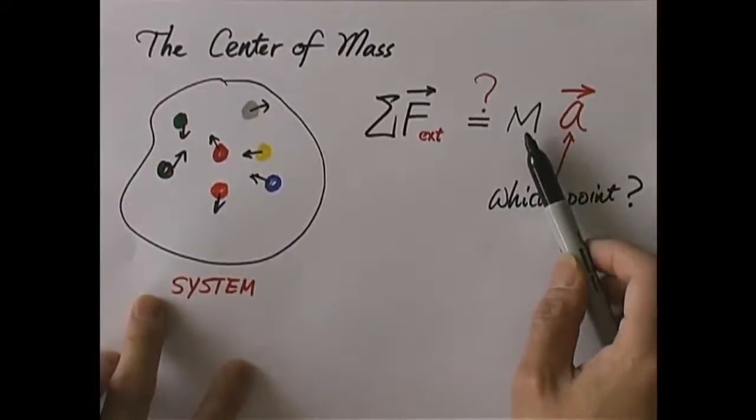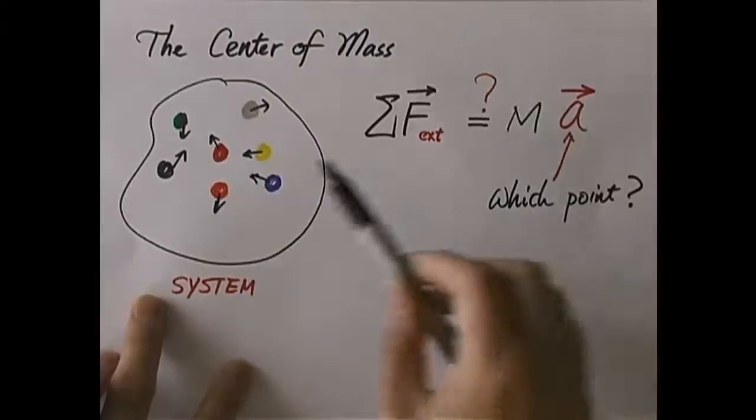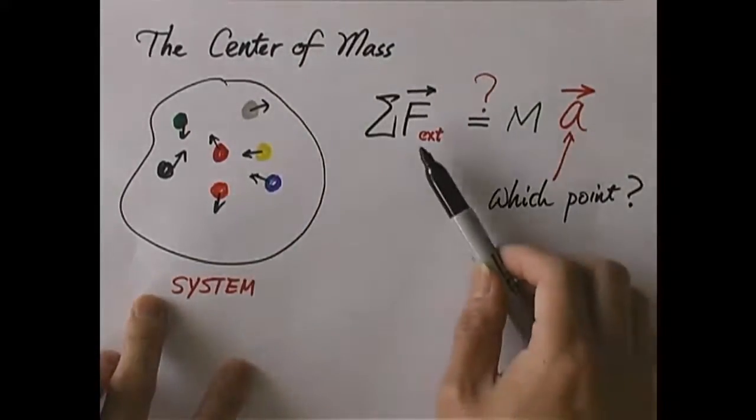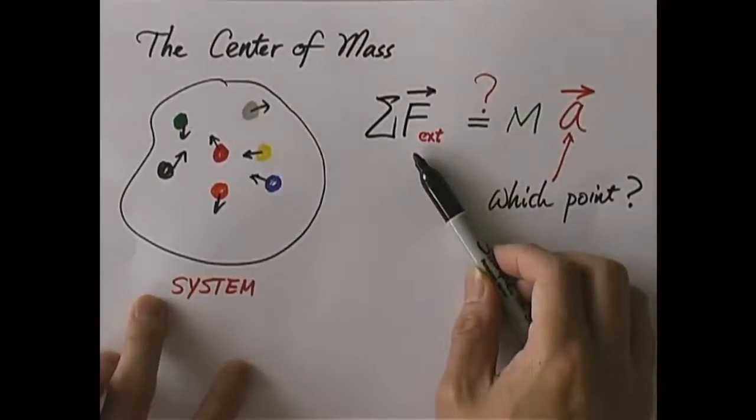What do you think that mass should be? Well, common sense. It should be the sum of all the masses, right? Because this is our system. The entire mass is m. So it's easy to figure out what the force should be, what F should be, what m should be.